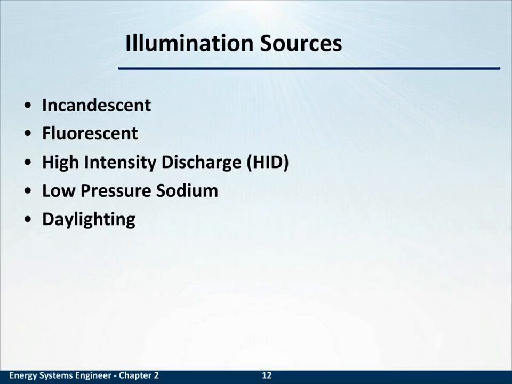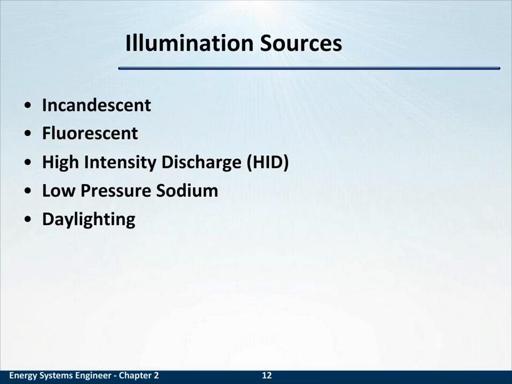And incandescent also includes halogen. The term itself, incandescent, literally means glowing with intense heat. Included in fluorescent illumination sources are all shapes and whether the ballast is built-in or hardwired. HID, or high intensity discharge, includes, as well as others, mercury vapor, metal halide, and high pressure sodium. And lastly, we'll look at low pressure sodium and daylighting.